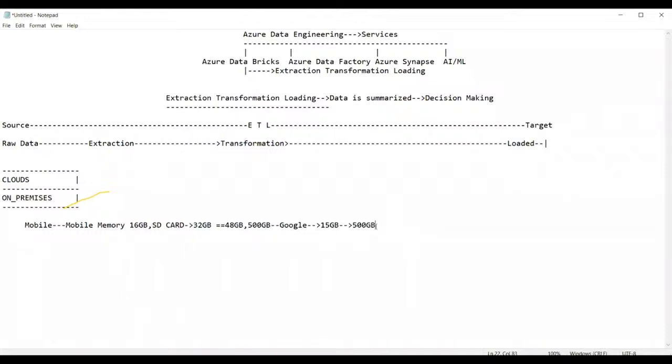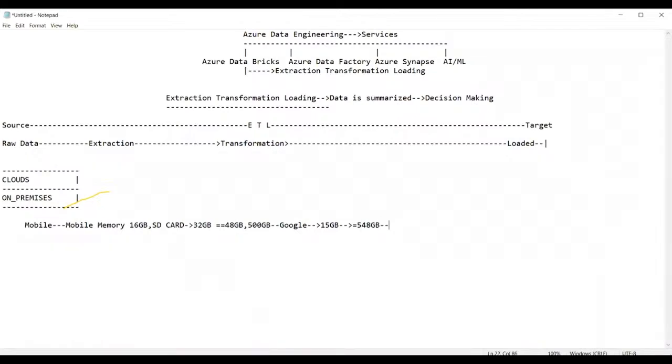Now, guys, totally, I bought it. Everything is done now. What is the total amount of memory I have? 548 GB. That means 48 GB in my mobile phone and 500 GB on my Google Drive. Now, one fine day, I lost my mobile phone, guys.